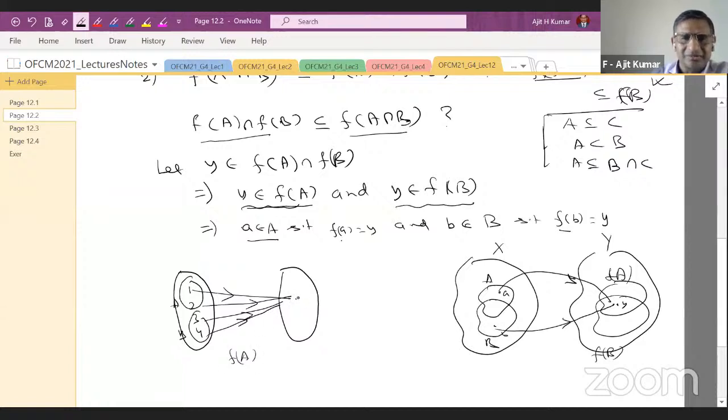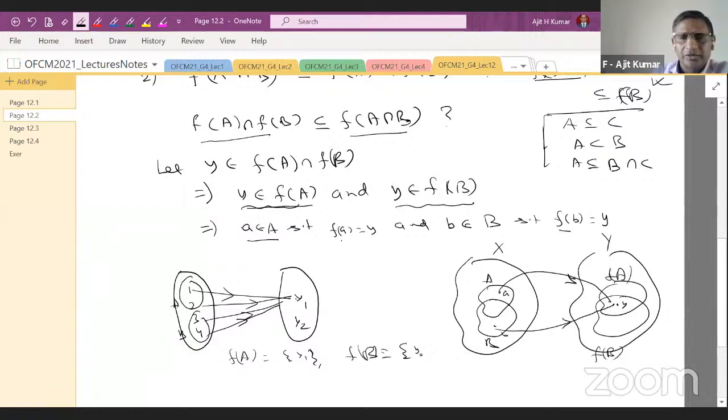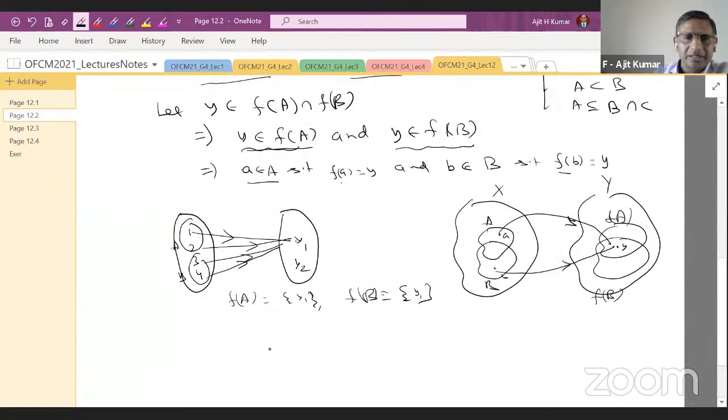Let us say this is Y1, this is Y2. f of A will be Y1. What is f of B? This is also the singleton Y1. So f of A intersection f of B is always Y1. But A intersection B is the empty set. Therefore, f of that is going to be the empty set. So this is not contained in the empty set, isn't it?